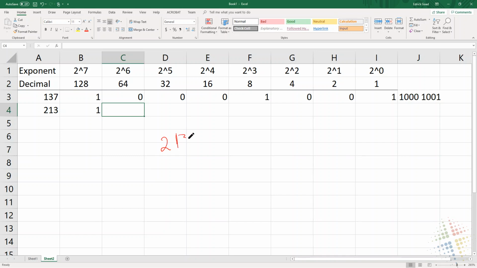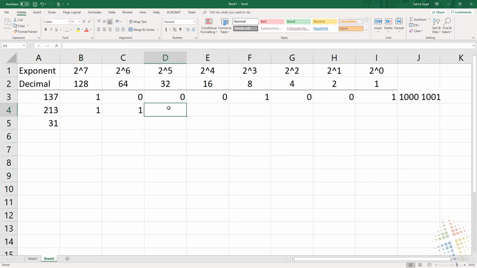Let's see. 213 minus 128 is 95. If you're watching this video, feel free to correct my math, but it looks like 95 to me, so I'm continuing with 95. So that means my number now is 95. Can I subtract 64 from 95? Yes, I can. So I put a 1 in there. 95 minus 64, that's 31. So my number is now 31.